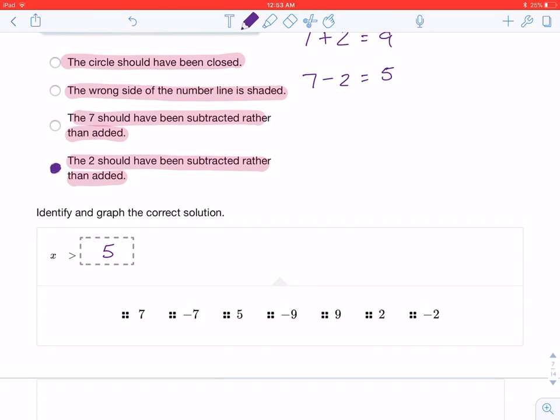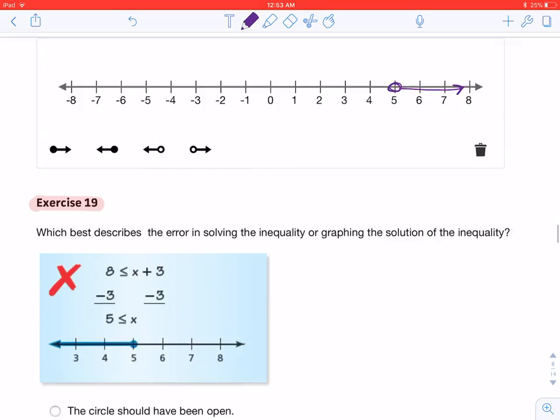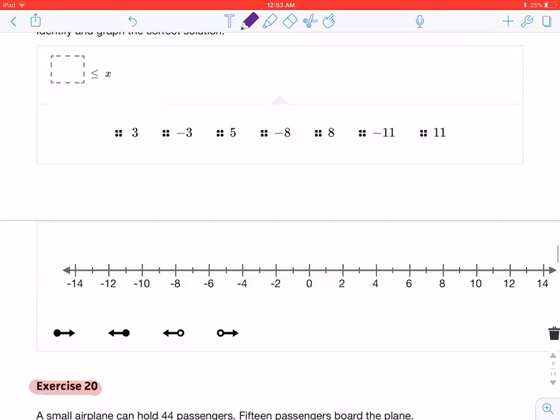And then identify and graph the correct solution. So this should be x is greater than 5. So I'm going to just drag this guy over here. And then I'm going to graph that properly. That means that because x is going to be greater than 5, I'm going to use an open circle because it can't equal 5. And then all the values greater than 5 go to the right. So this would be what my graph looks like. So you're going to be doing the same thing for number 19.